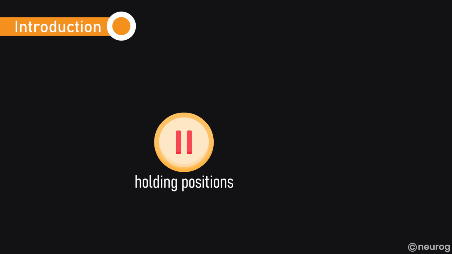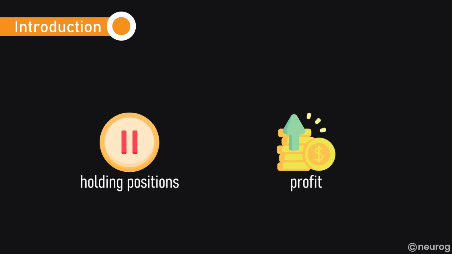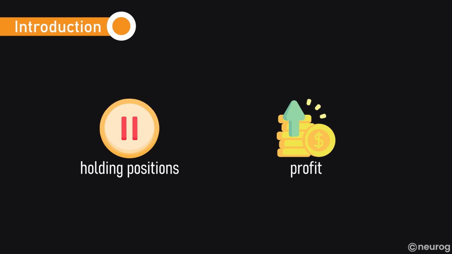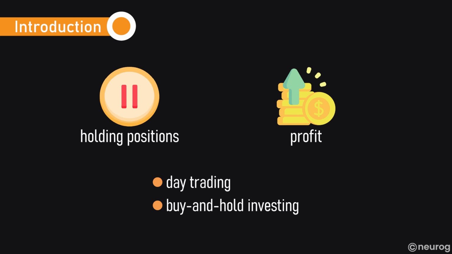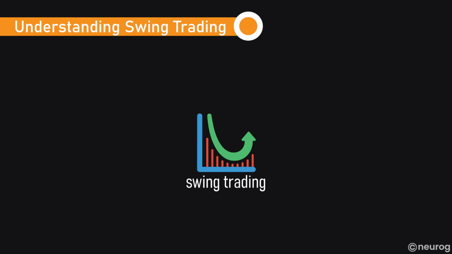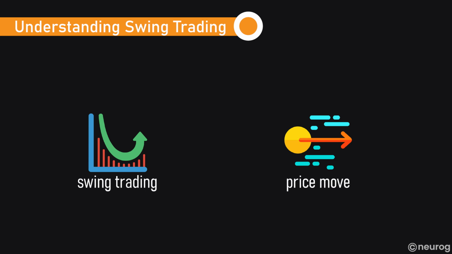Swing trading involves holding positions for several days to weeks, aiming to profit from expected upward or downward price moves. It's a strategy that sits between the rapid pace of day trading and the long-term approach of buy-and-hold investing. The essence of swing trading is to capture significant price moves within a medium time frame.